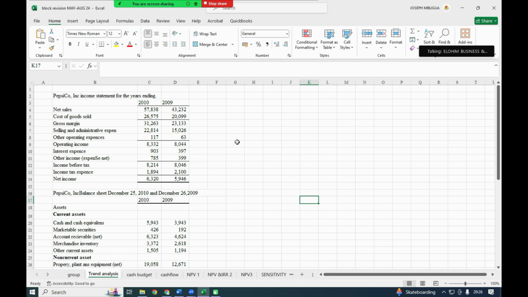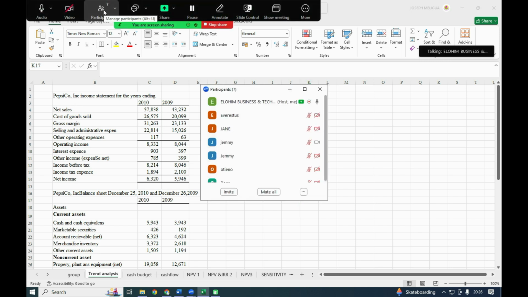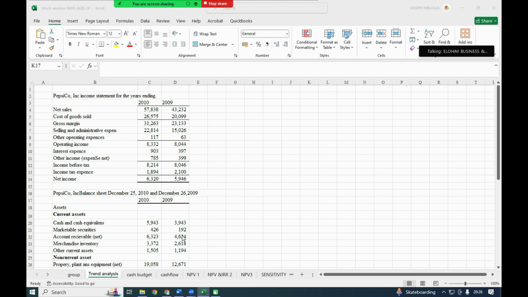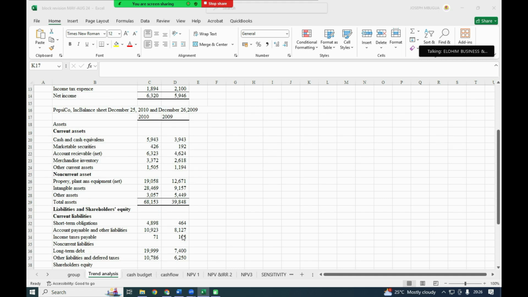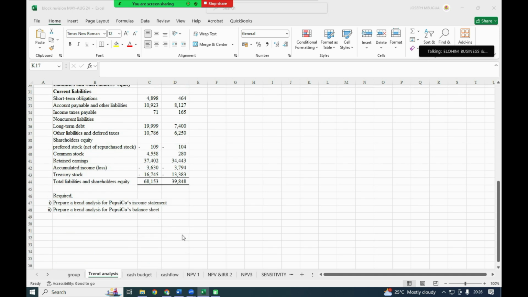Yeah, the change generally. Like when you look at this question that we have been given, let's look at this. We have been given the income statement of Pepsi, the income statement and statement of financial position or balance sheet for 2010 and 2009, and the required part: you are to prepare trend analysis for Pepsi company income statement and trend analysis for Pepsi company balance sheet.